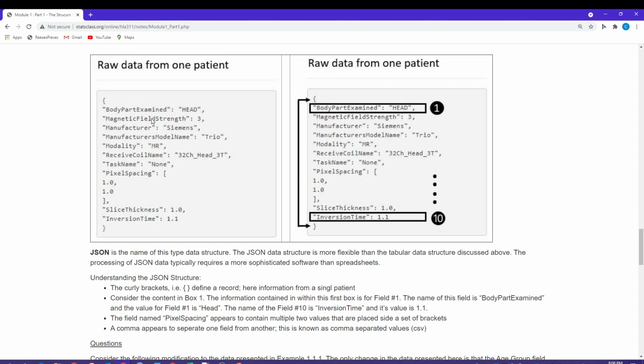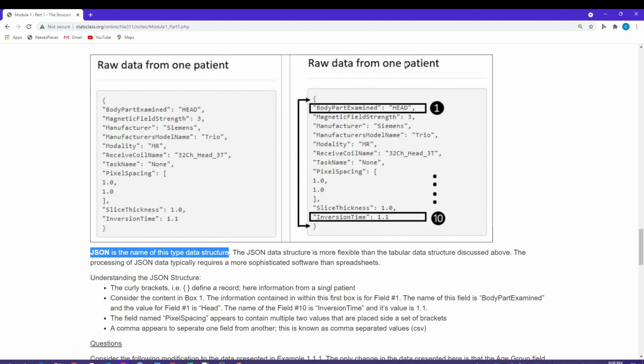Now this data here certainly is not in a tabular format. It's actually what's called a JSON format. The JSON format is certainly more flexible than the tabular structure that we have up above. So let's just look at this a little bit to try to digest what kind of raw information is available to me here in this JSON structure.